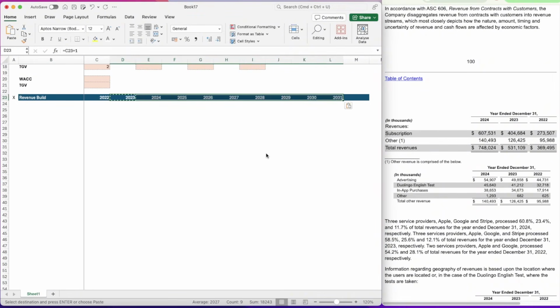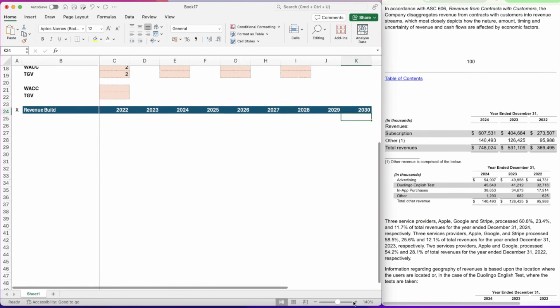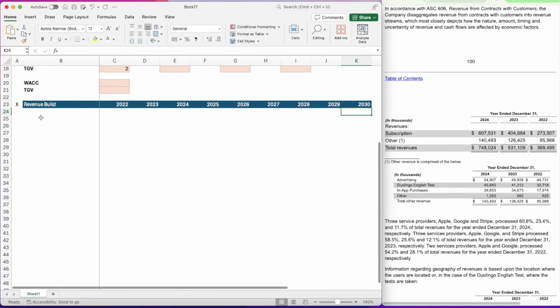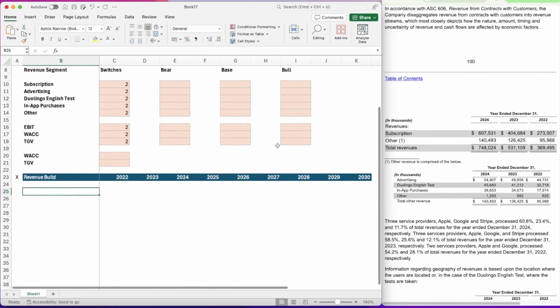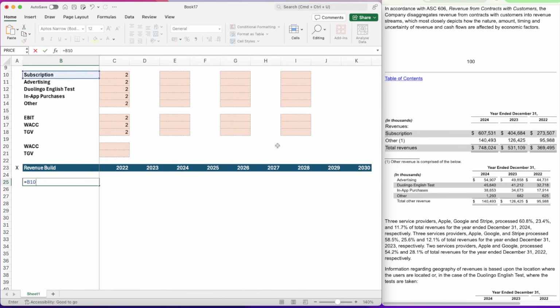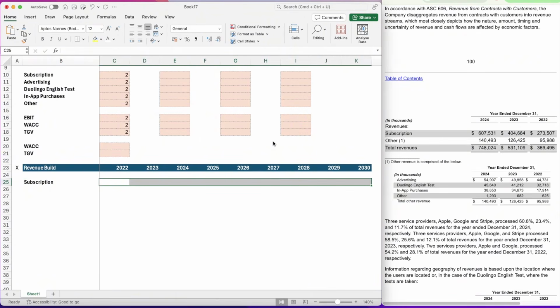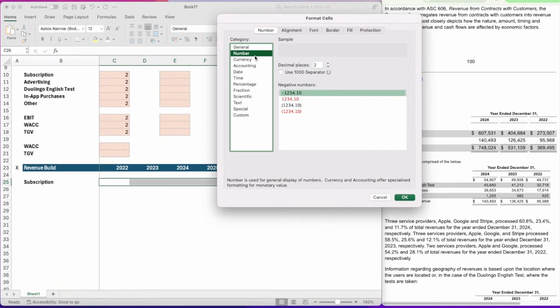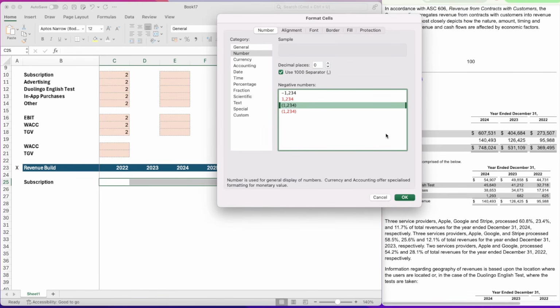Need to get to L. Okay. Zoom in a bit more for you. Okay, looks good. So the first revenue segment is the subscription. We want to format the numbers so there's no decimal places. We use the comma to separate the thousands, and we put negative numbers in brackets.